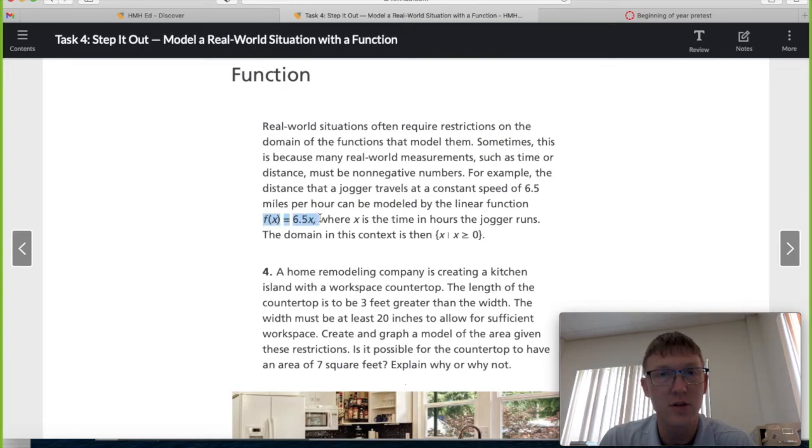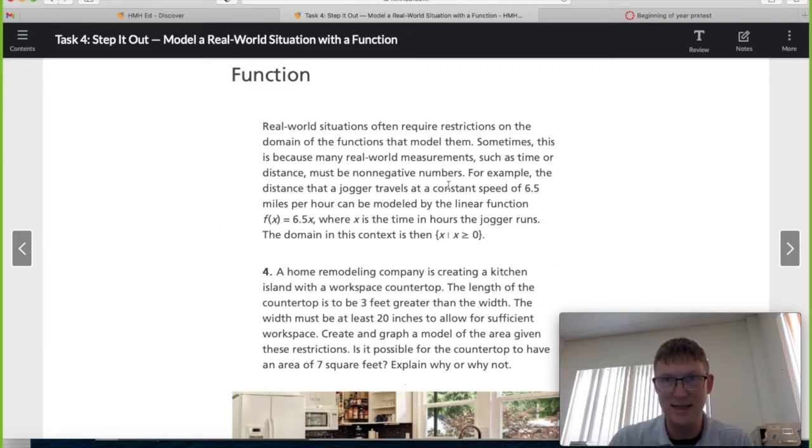Anyway, so here's our linear function. When x is the time in hours jogged, the domain in this context is x such that x is greater than or equal to 0. Since x is a time, you can't run a negative amount of time. Like, oh, I'm going to go run -1 hours. No, that's not how that works. So again, just remember your context, especially in these word equations.